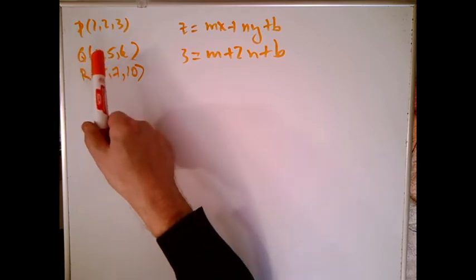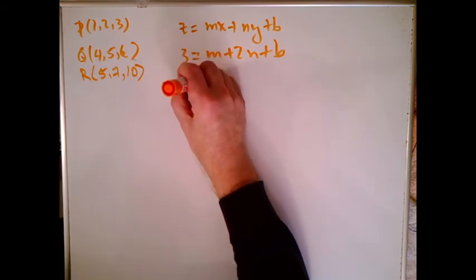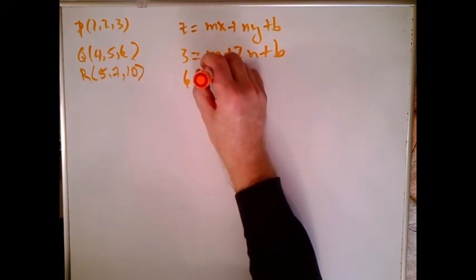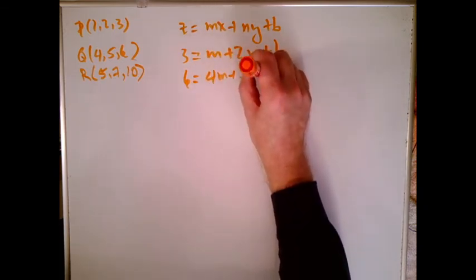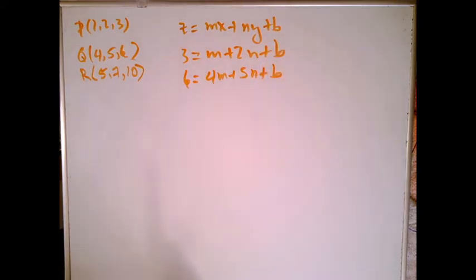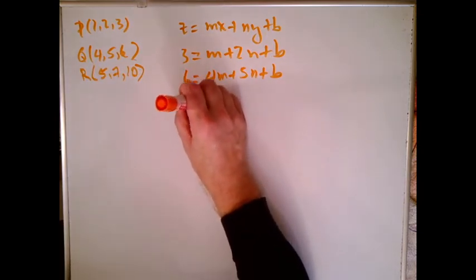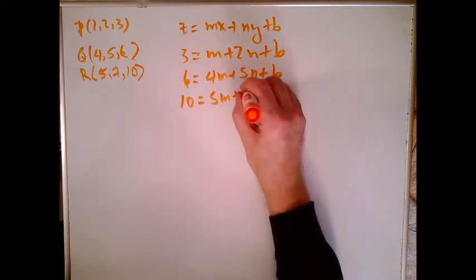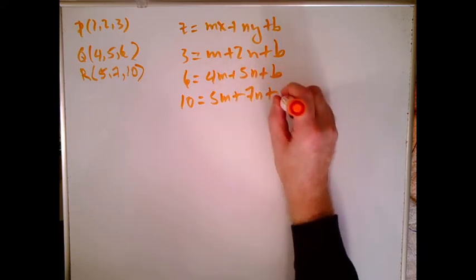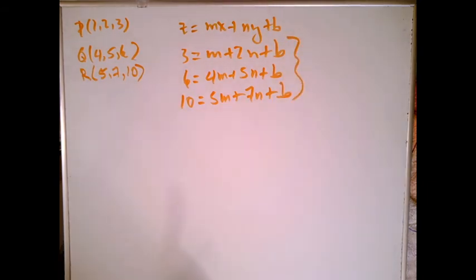When I put in 4 for x, 5 for y, and 6 for z, that is also supposed to work. So I'm going to get 6 equals 4m plus 5n plus b, and that's another equation in 3 variables, and I have 1 more point, so I will put in 5 for x, 7 for y, and 10 for z. So I get 10 is equal to 5m plus 7n plus b, and what we have here is a system of linear equations, 3 unknowns.